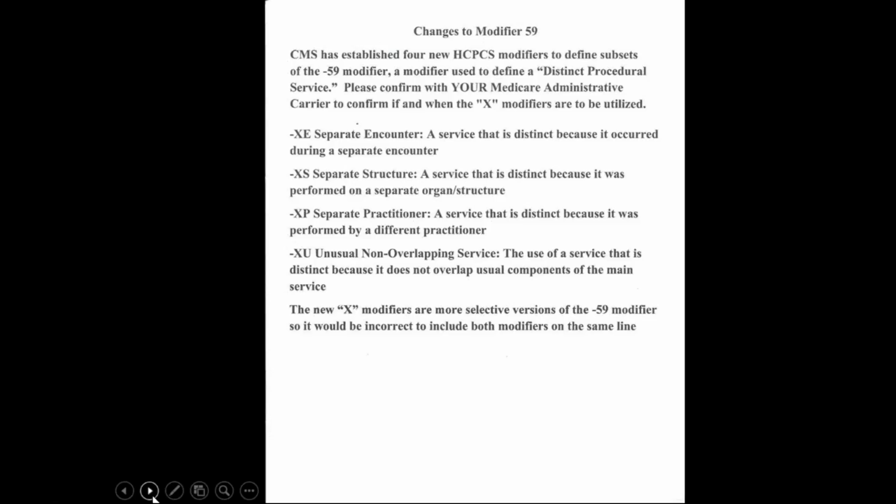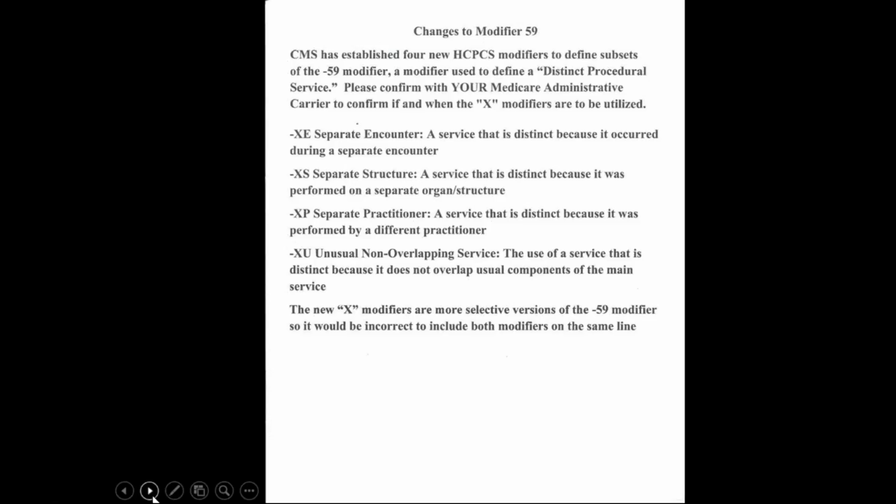Thank you. Another question. Can you please explain KX codes again? I'm sorry, what kind of codes? It's a little KX. Oh, KX. Got it. Okay. Here's the deal with the KX modifier.